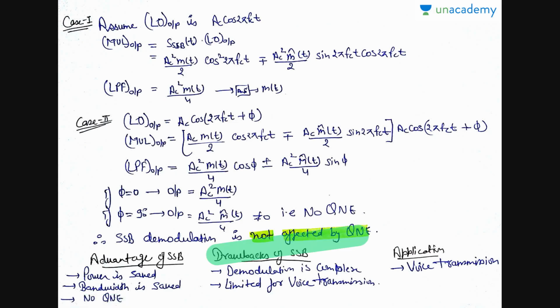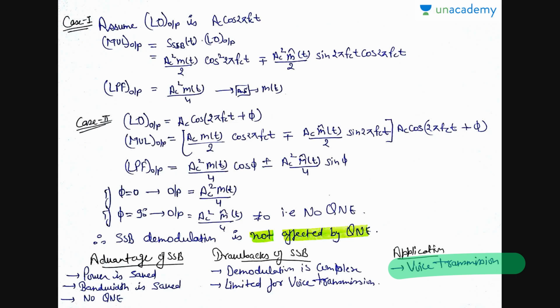But this SSBSC also has some drawbacks. And what are the drawbacks? First, the demodulation is complex. As we use the synchronous detector for the demodulation, it requires additional circuitry for the phase synchronization purpose, and it is also limited to voice transmission only because of the impractical bandpass filter. So it can only be used for voice transmission, but we can't use it for audio or video transmission. So these are the drawbacks of this SSBSC, that it is limited to voice transmission only.